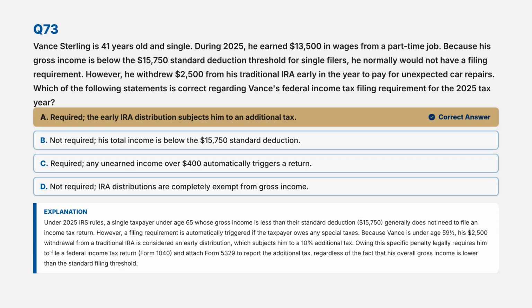Because Vance is under age 59½, his $2,500 withdrawal from a traditional IRA is considered an early distribution, which subjects him to a 10% additional tax. Owing this specific penalty legally requires him to file a federal income tax return, Form 1040, and attach Form 5329 to report the additional tax, regardless of the fact that his overall gross income is lower.